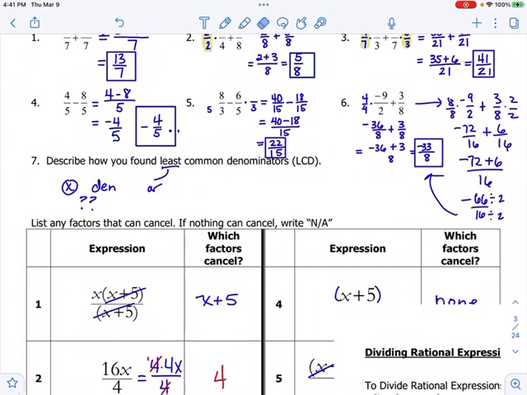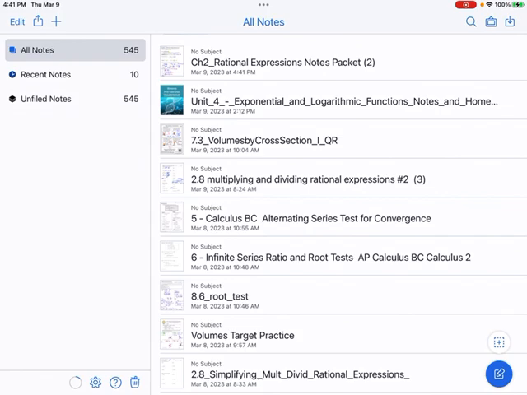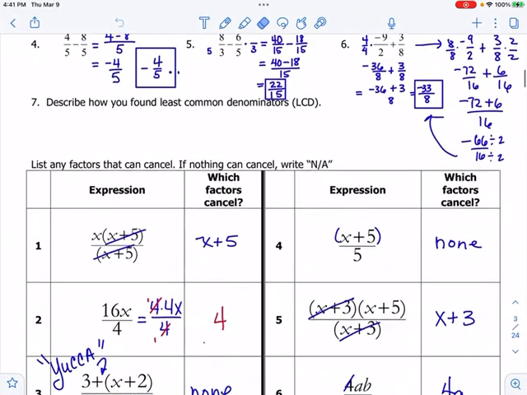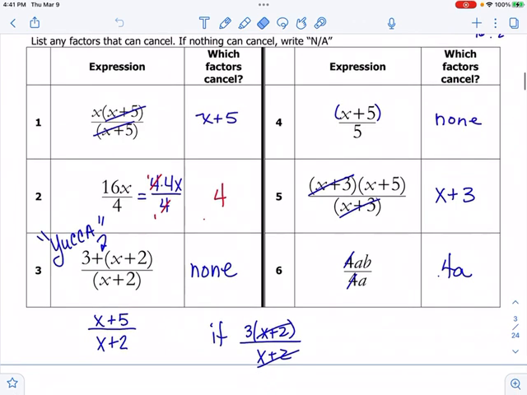So remember that when we multiply the denominator to get a common denominator, we should multiply the numerator as well. So then we had this next section. Here you want to list any factors that can cancel. If nothing can cancel, we write NA. So the first problem, number 1, the x plus 5s cancel. They're factors that cancel. Which factors cancel? Number 2, the 4s will cancel. We have 16x, which is 4 times 4x, so 4 will cancel from the numerator and denominator.